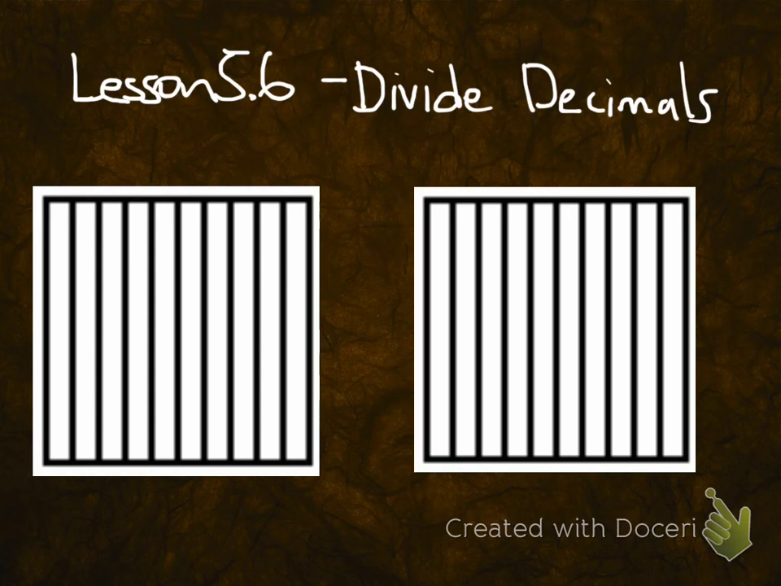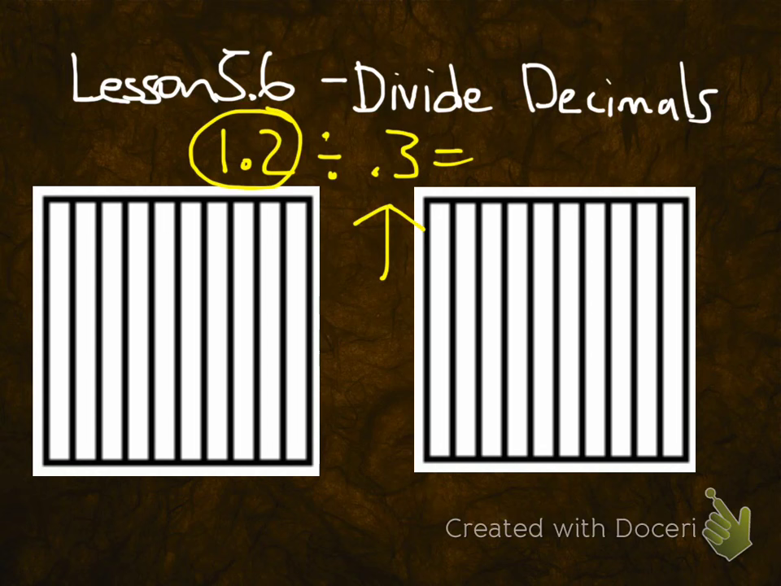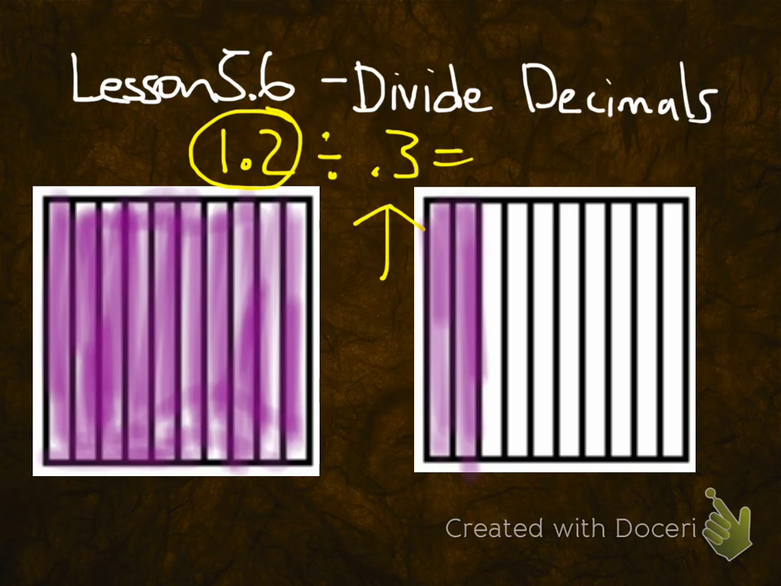If I was trying to show 1 whole and 2/10 being divided by 3/10, what I'm trying to find is how many groups of 3/10 there are in 1 and 2/10. So what we would do with our models here is we would show what 1 and 2/10 would first look like. So as you can see from the models, I have 1 and 2/10 that's shown.